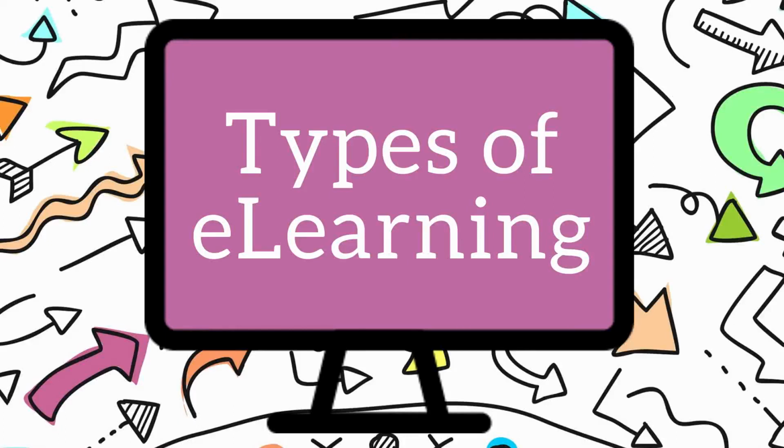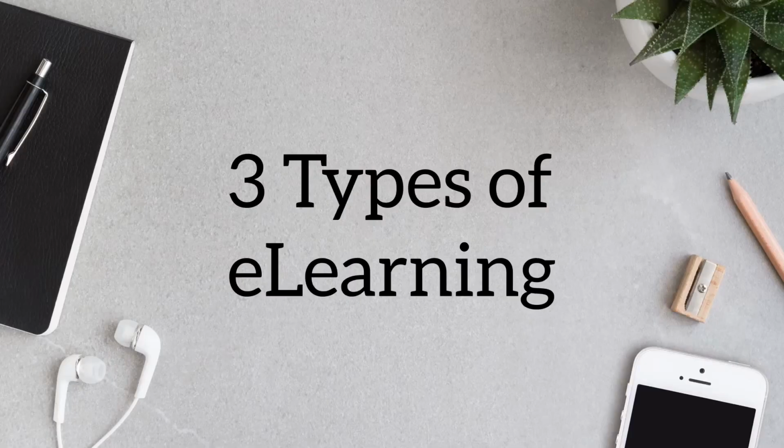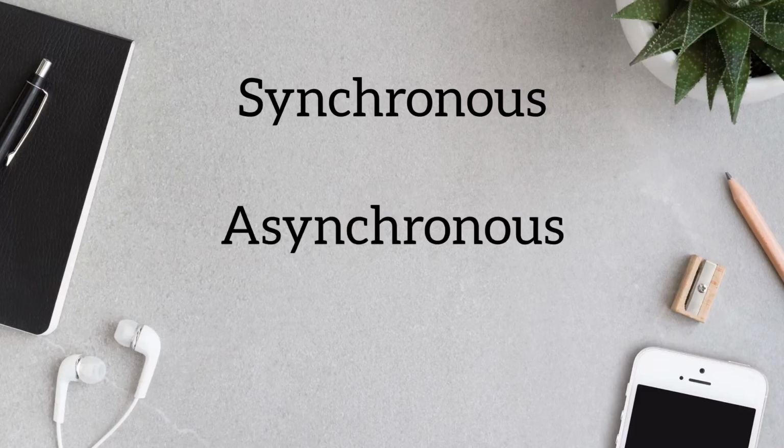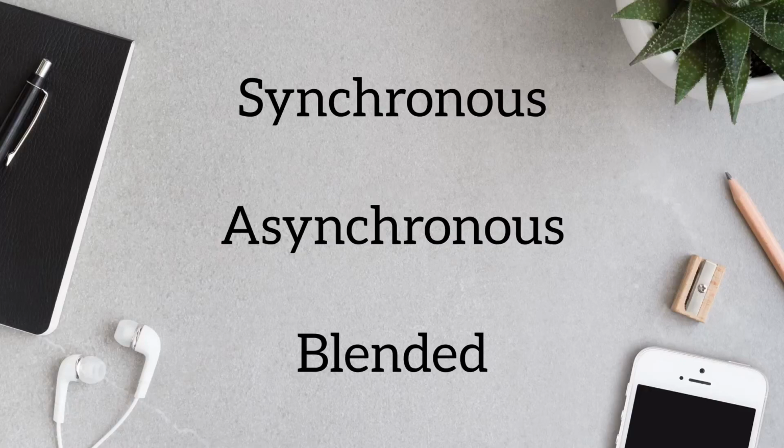In today's video, we're going to talk about the different types of e-learning that you can use in your online course. When you're building an online course, there's basically three types of e-learning that you can put into that course: synchronous, asynchronous, and blended. In this video, I'm going to give you some great examples of synchronous learning, asynchronous learning, and blended learning, and tell you a little bit more about when you should be using these different types.